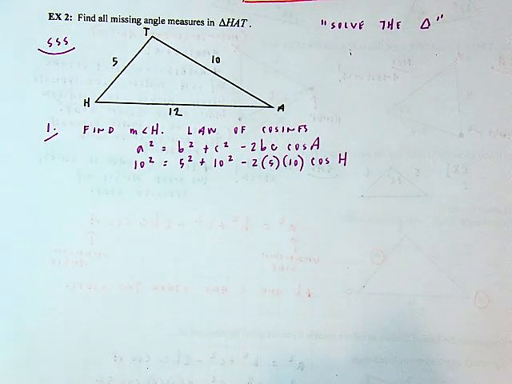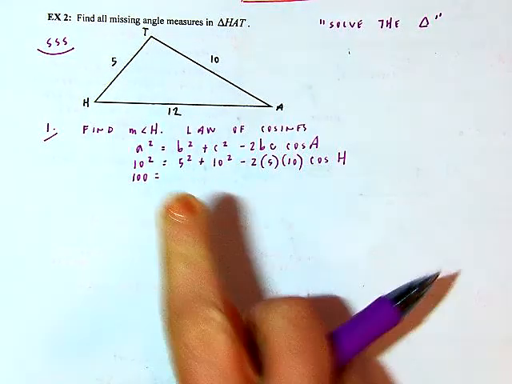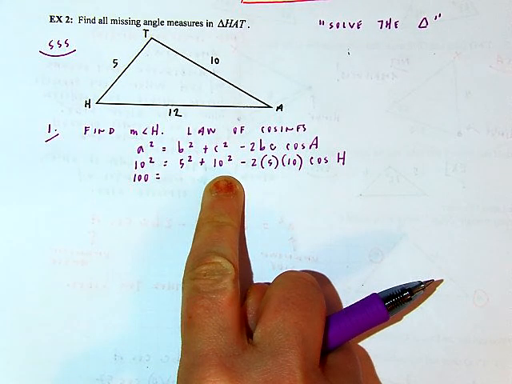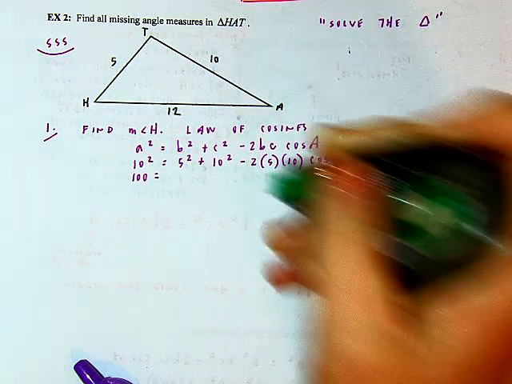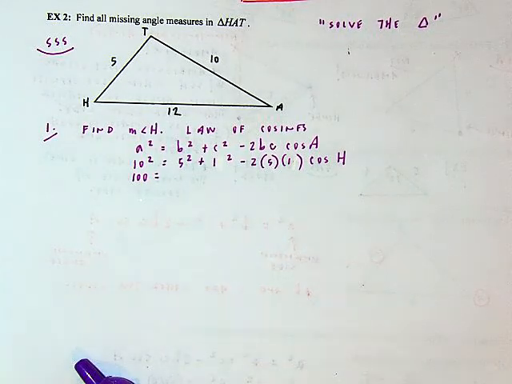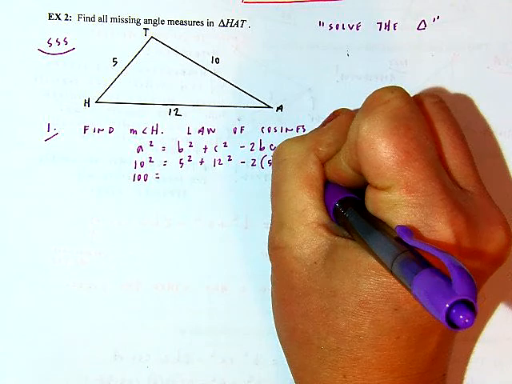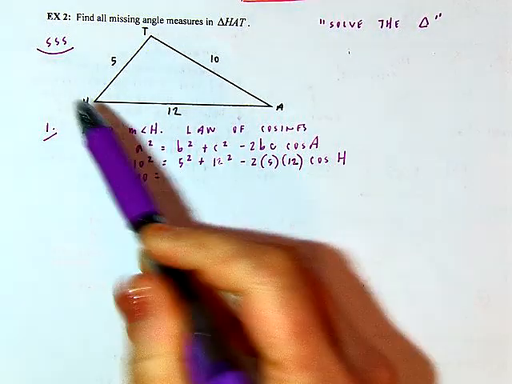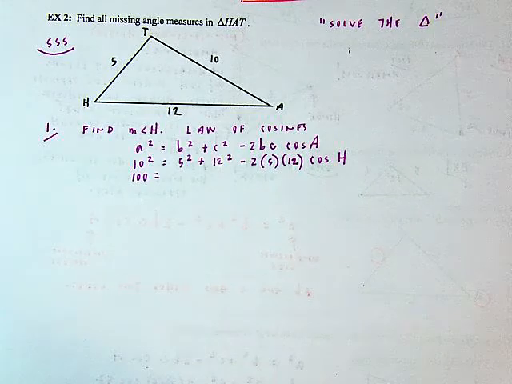All right, so now it becomes an algebra problem. So here I have 100 is equal to 25 plus, oops, I put a 10. I meant to put a 12. Let me fix that. The other two sides were 12. Okay, let me back up and fix that detail first. Let me explain what I did wrong. All right, so the h was opposite the 10. The other two sides were 5 and 12, so I just misread that.